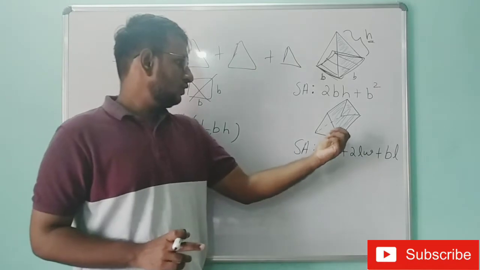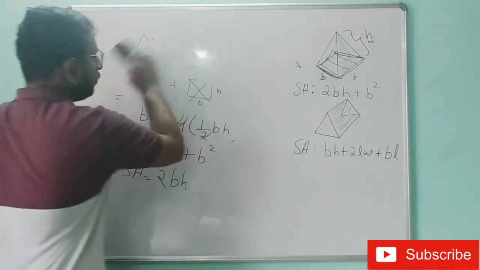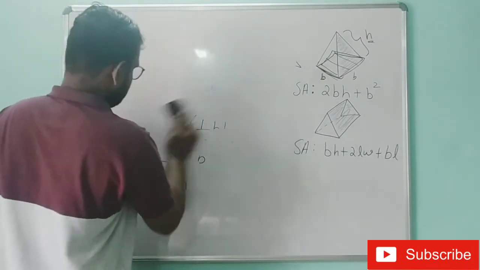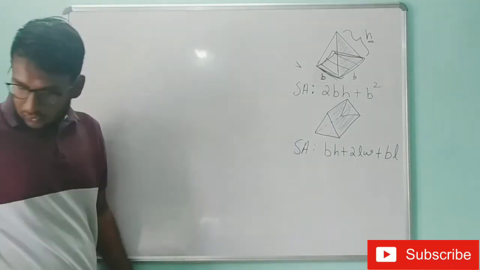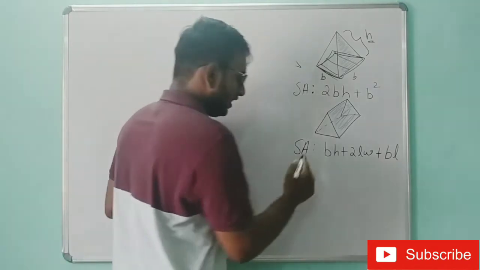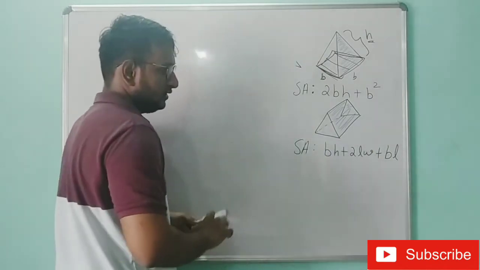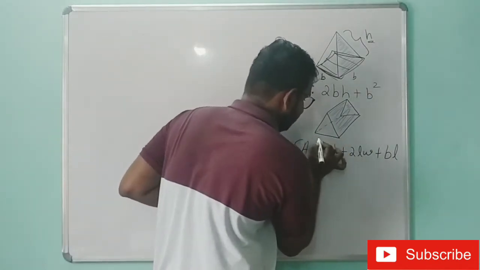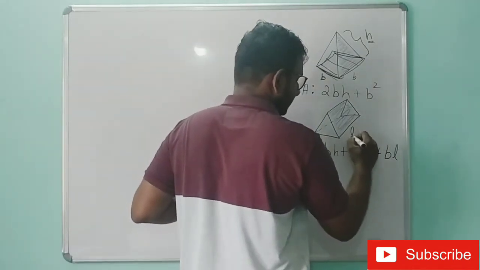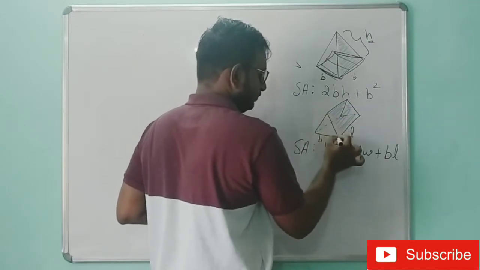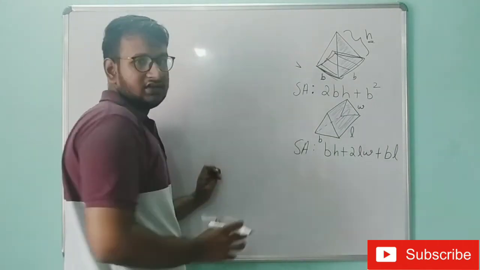Okay, now let's go into triangular prism. Okay, so the surface area of triangular prism, as I have written over here, is BH plus 2LW plus BL. So before deriving the formula, I will say what is B over here, what is H over here, what is W over here. Let's take this portion as B. Okay, the base portion as B, this length portion as L, and this portion, the slanting portion, as W. Okay, so this is how we got the formula.